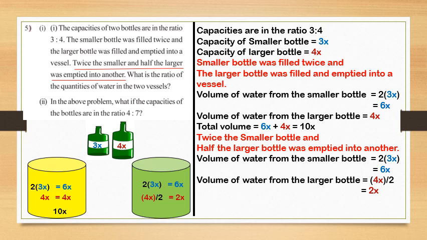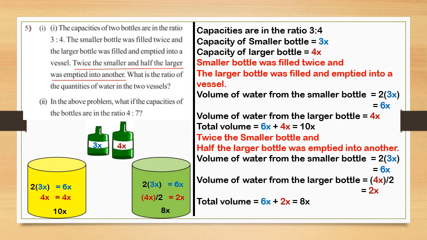Here also we have to find the total volume of water in the second vessel, which is equal to 6x plus 2x equal to 8x. Actually, our question is, what is the ratio of quantities of water in the two vessels?